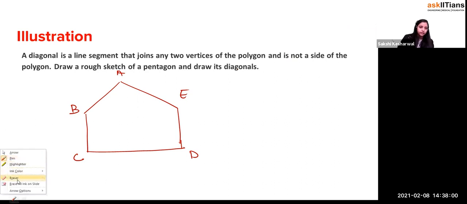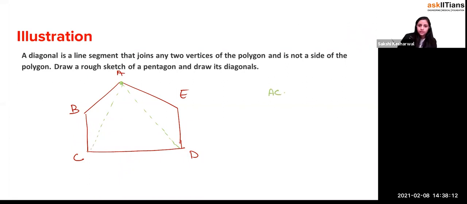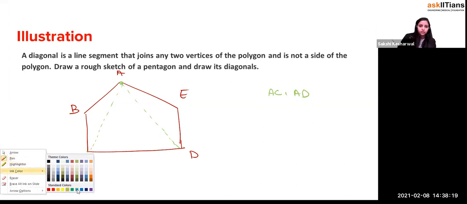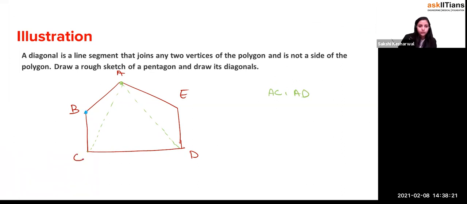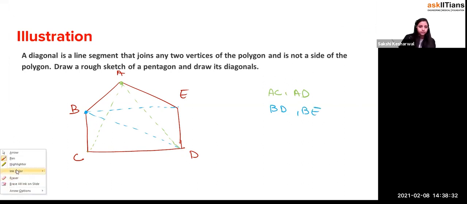So draw a sketch of a pentagon and draw its diagonals, right? So what will be its diagonals? Let's take some different colors and start doing it. Let's take the vertex A. So this will be your diagonal, and this will be your diagonal. So write it down: this is AC and AD. Let's take a different color. Take the vertex B. With vertex B, you will have BE and BD. We have already done this, beta. So this will be BD and BE.